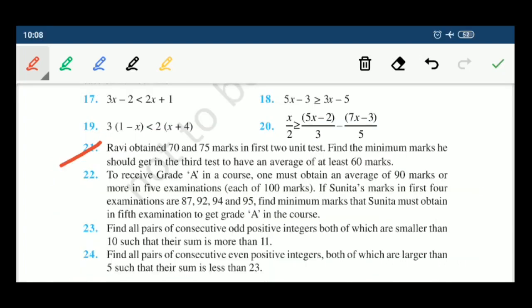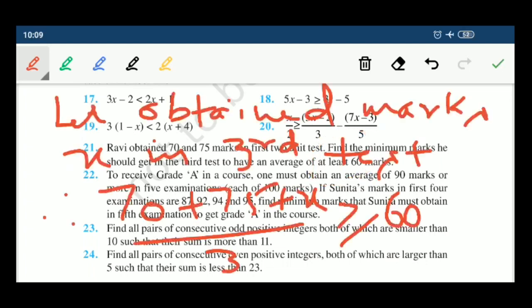See the statement of question number 21. Ravi obtained 70 and 75 marks in the first two unit tests. Find the minimum marks he should get in the third test to have an average of at least 60 marks. See, they have given here this word, at least 60 marks. See the solution of this question. So we will start from here.